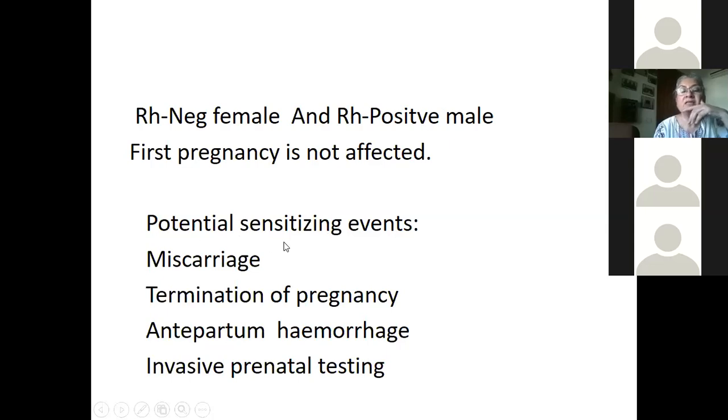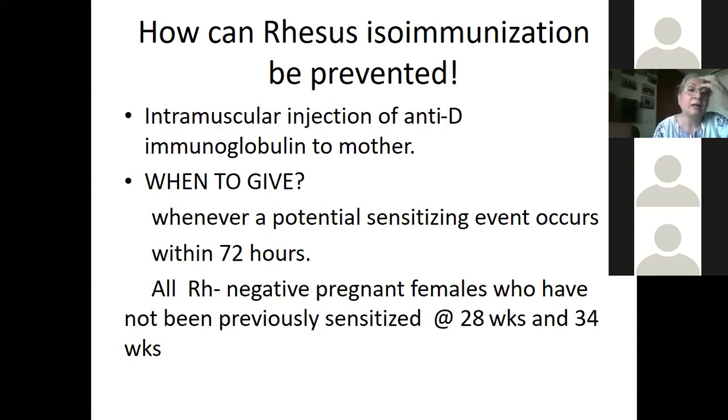What are the factors which can lead to sensitization? If she miscarries the baby, there's a chance a few fetal cells will go into the maternal circulation and cause sensitization. If the pregnancy is terminated for any reason, if she has antepartum hemorrhage, especially a rupture of placenta, if there has been prenatal testing going on, chorionic sampling, or amniocentesis, or fetal blood sampling, all these are factors that sensitize her. So we need to know that.